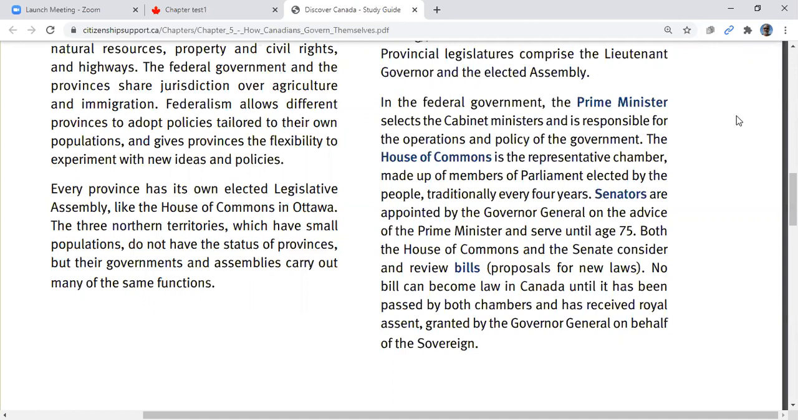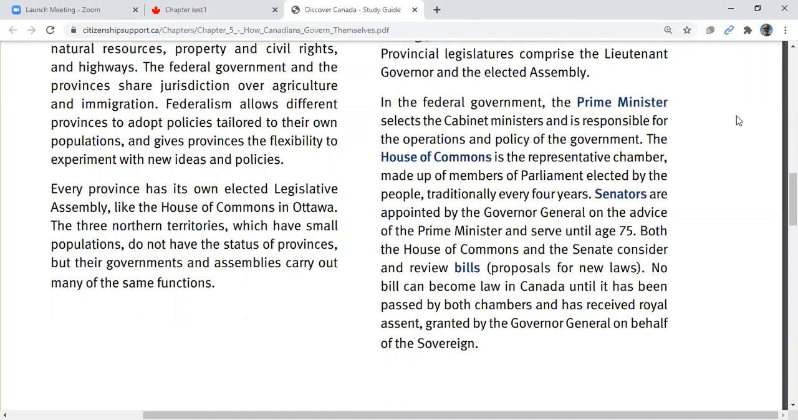And then the House of Commons is where all the MPs, or members of parliament, representatives, they all work. And these are people who are elected by the people. And usually every 4 years, we have an election.